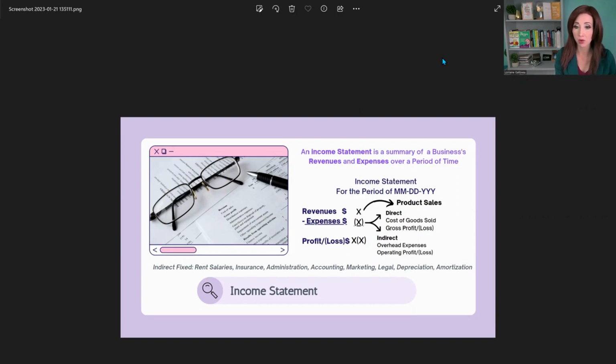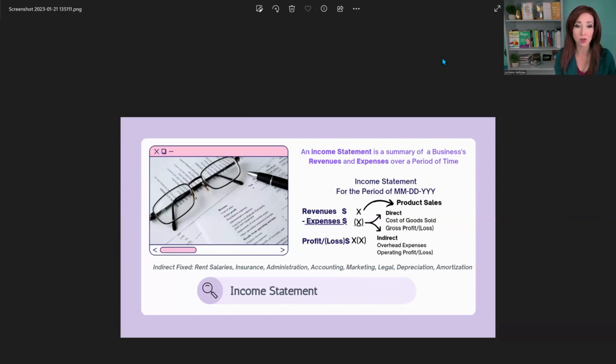If you're struggling a little bit, you can go into more detail: revenues are product sales, and expenses have two categories. There are either direct or indirect expenses. Direct expenses are cost of goods sold, and then you can know if you have a gross profit or loss in direct expenses. And then there are indirect expenses, which are overhead expenses, and that will give you your operating profit or loss. And we'll probably get into that more in the semester.